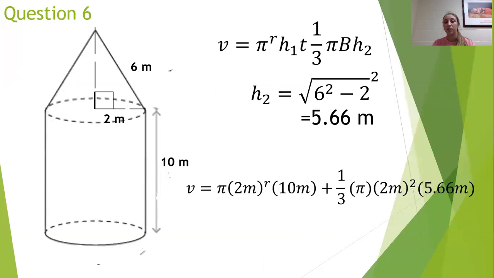So then you can plug it into our big equation, and as you can see, your volume equals pi times 2 meters squared times 10 meters plus 1/3 times pi times 2 meters squared times 5.66 meters, which was just our height that we just found, and you get 149 meters cubed.